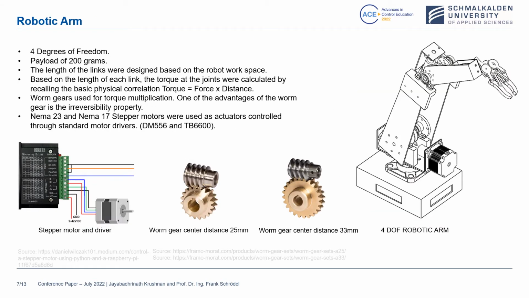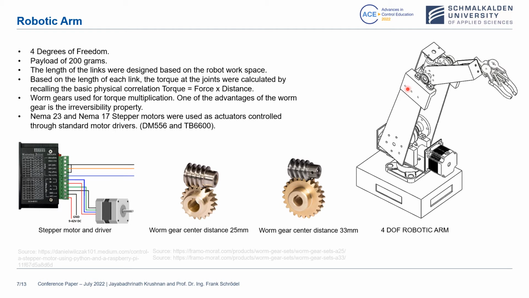Let's look more in detail at the robotic arm. This robotic arm was completely designed and manufactured in the university. It is a 4 degree of freedom robotic arm which has a rotational degree of freedom about its base in the z-axis, the yaw, and 3 rotational degrees of freedom in the y-axis, the pitch. The gripper of the robotic arm is capable of carrying a payload of 200 grams.